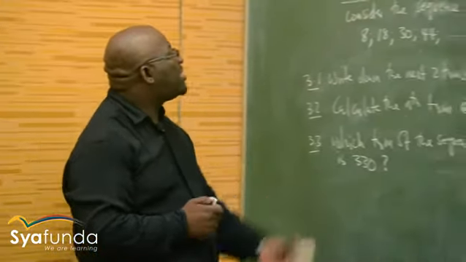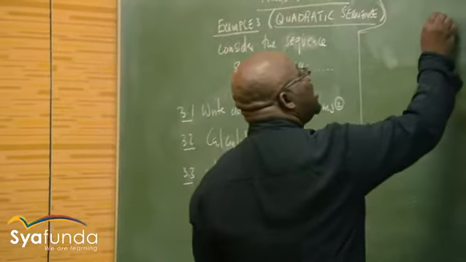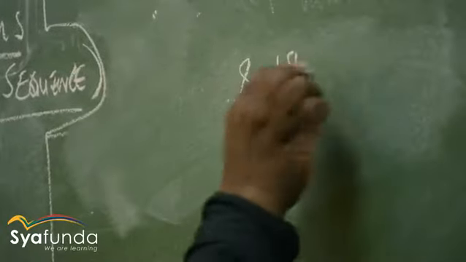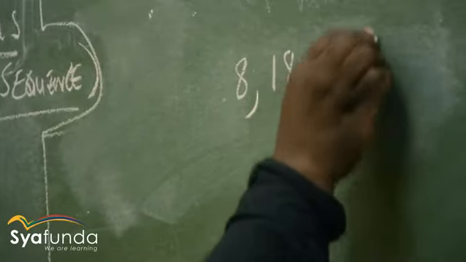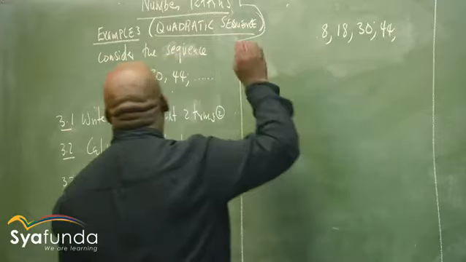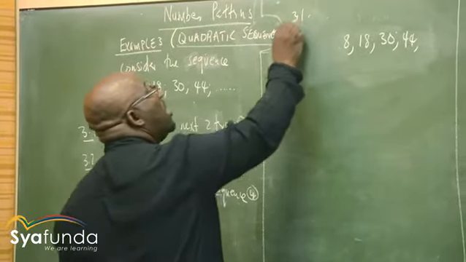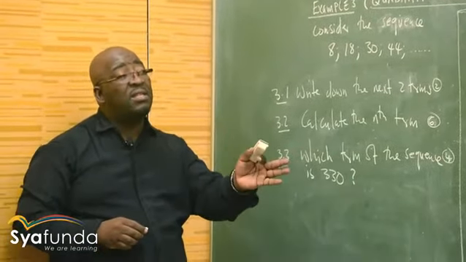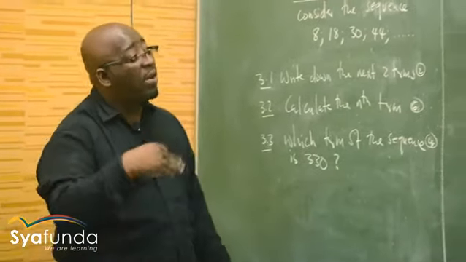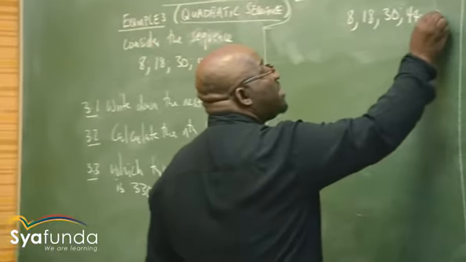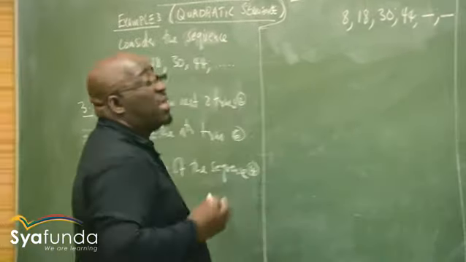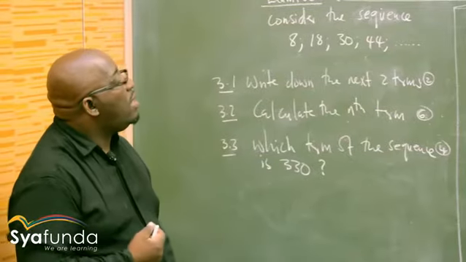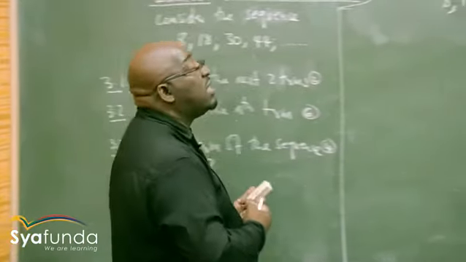Right. We're given this sequence here, which is 8, 18, 30, as well as 44. The first question, which is 3.1, required us to find the next two terms. When you look at that pattern, you've got to find the next two terms, in sequence. So we're looking for this term and that term. Those are the next two terms that we're looking for. Now, how do we find them? Let's check what type of a sequence this is.